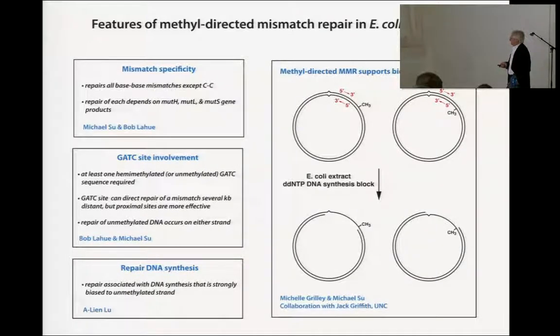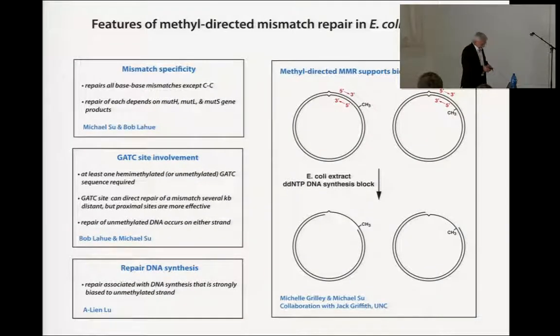And we got our first surprise when Michel Grilli and Michael Su, in experiments done in collaboration with Jack Griffith, an old friend at the University of North Carolina, showed that mismatch-provoked excision on these kinds of DNAs always removes a segment of the unmethylated strand spanning the shorter path between the two DNA sites. And this is true regardless of which strand is methylated. Because the two strands of the DNA helix are anti-parallel, this said that there's no obligate orientation polarity of the two DNA sites, and suggested strongly that the pathway is capable of bidirectional excision.